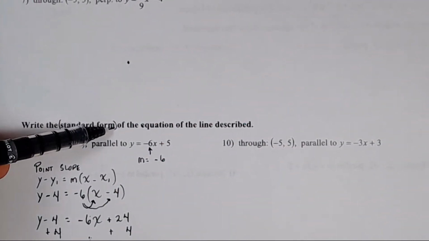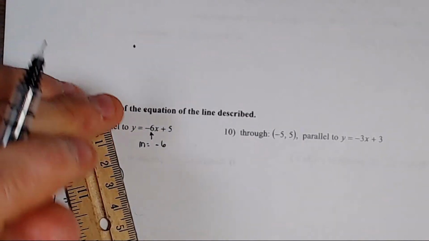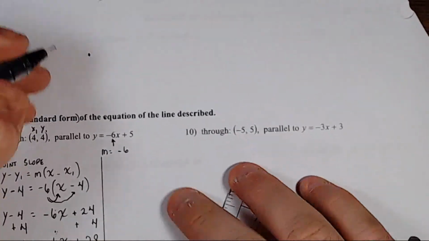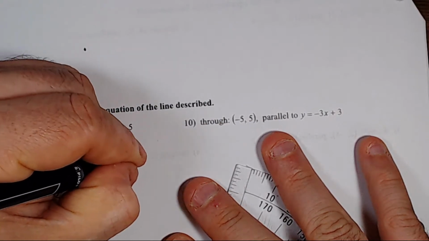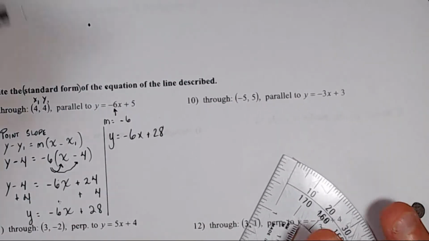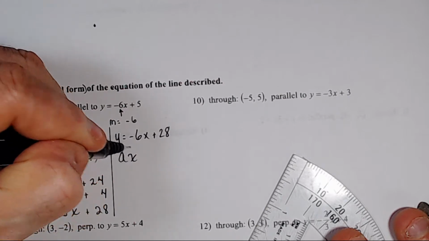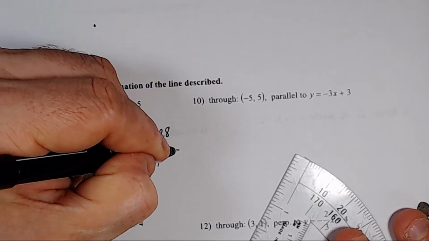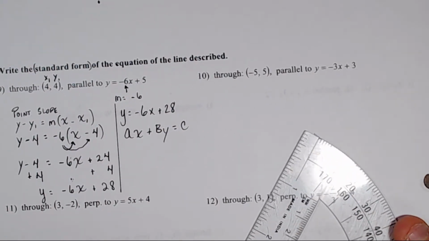Write the standard form of the equation of the line described. This is really easy. So all that work was to get to where we're going to do this super easy thing. So let's take our equation, y equals negative 6x plus 28, and now we're going to find the standard form. Well, what does the standard form look like? Well, here's what it looks like. ax plus by equals c. What do you say are a, b, c?